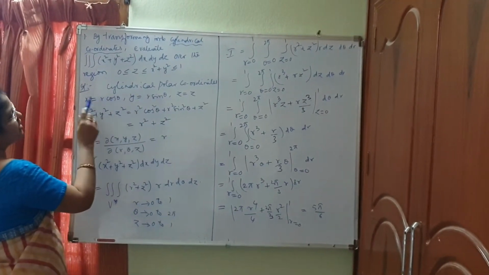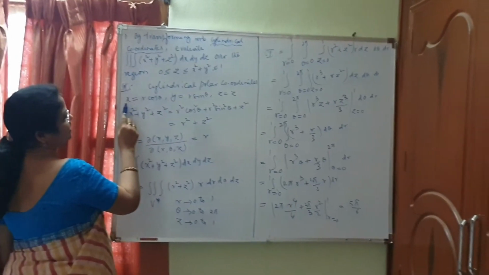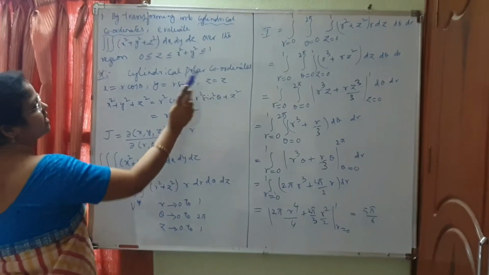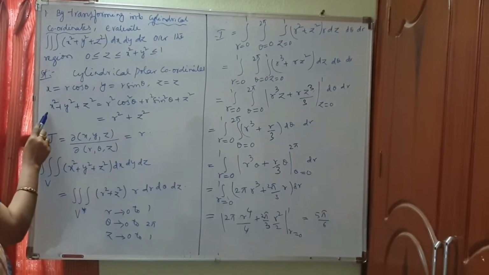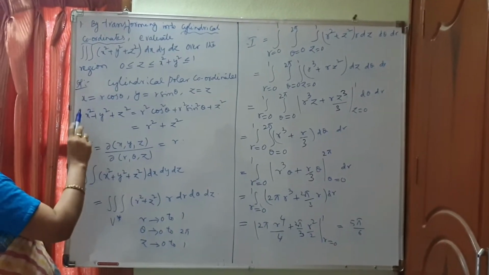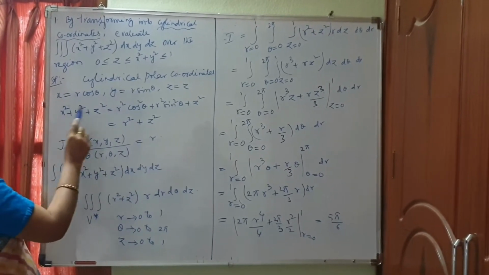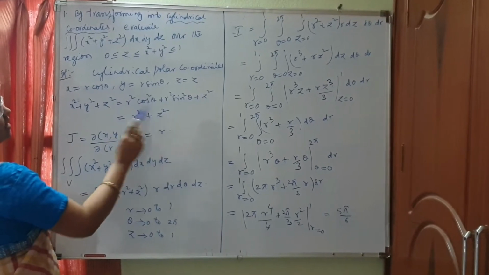Already we know that the transformation from Cartesian to cylindrical polar coordinates is x equal to r cos theta, y equal to r sin theta, z is equal to z. From the given problem, the integrand is x square plus y square plus z square. Now we are transforming from xyz coordinates to r theta z coordinates. So if you substitute the above substitutions, you will get r square plus z square.